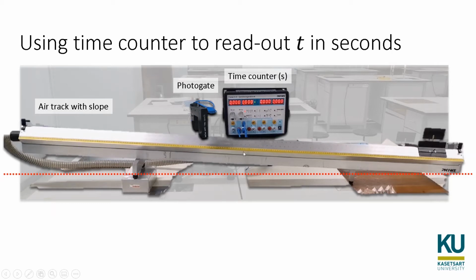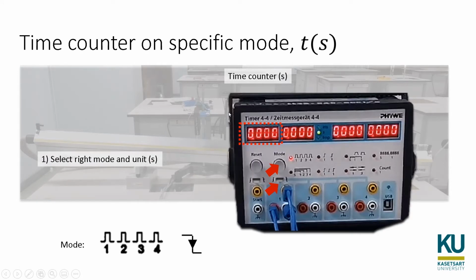As part of this initial setup, you have to understand how to use the time counter as well, because you will read out the time that the glider takes to go through the photogate, right? You have to set the right function and mode. First you have to set the mode, and the mode should be like this. You click on this mode to have a pulse type of mode, and you have this type of readout.